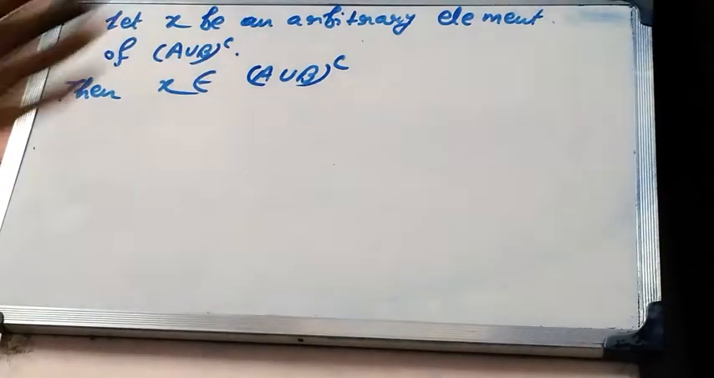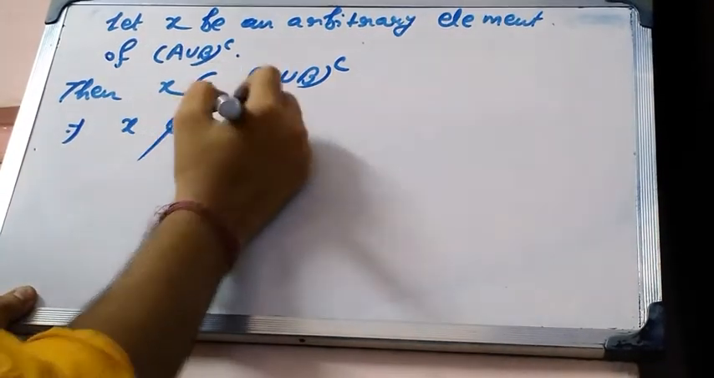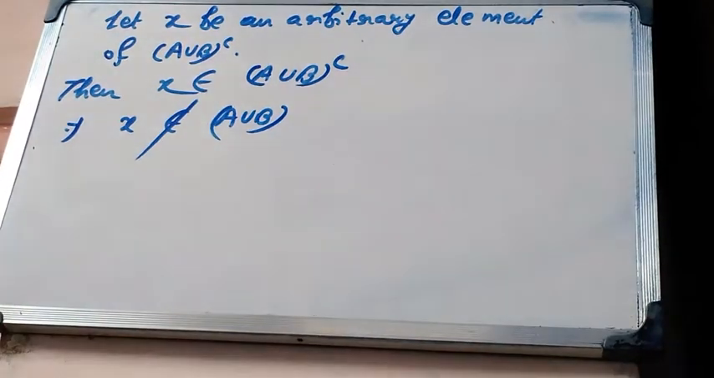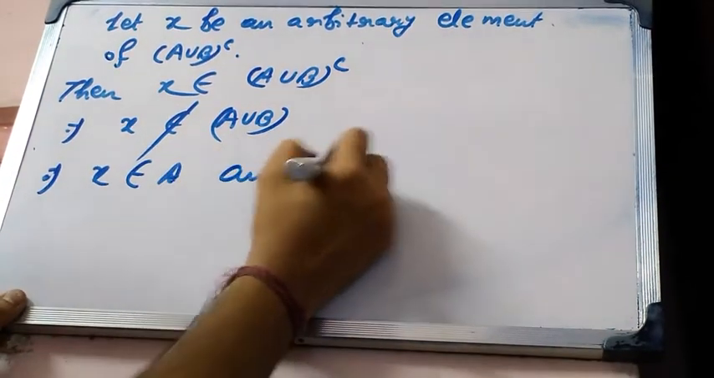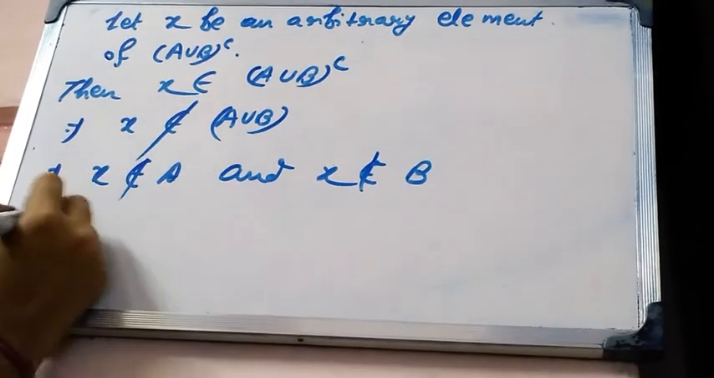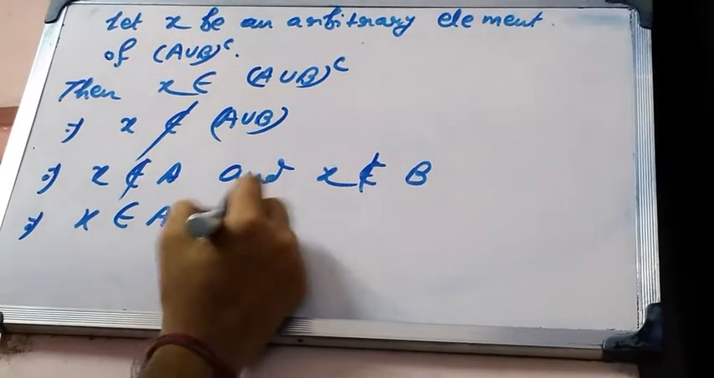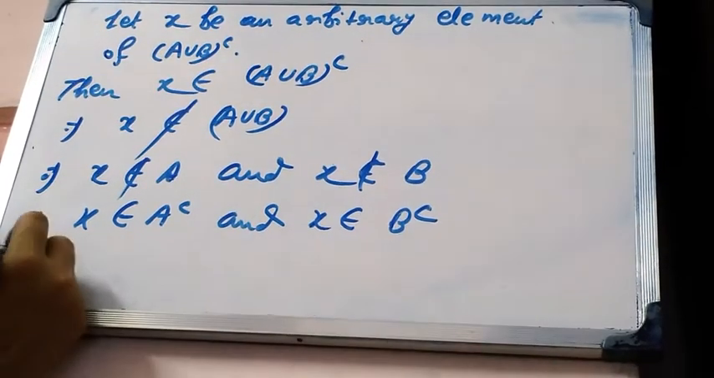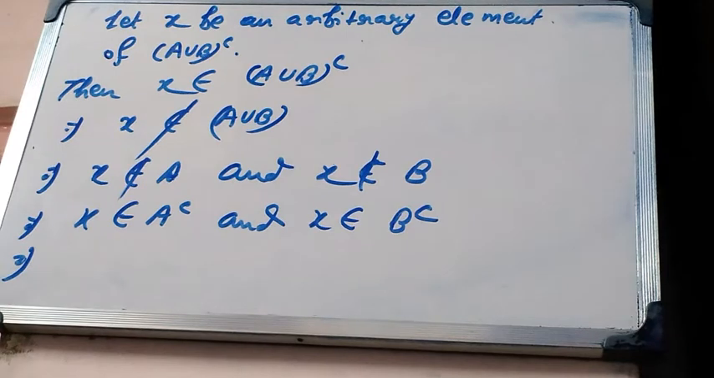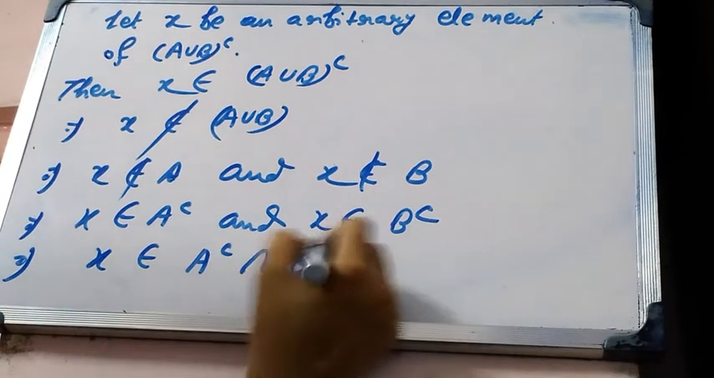Take an arbitrary element X in the set A union B whole complement. Then we can say that X is not an element of A union B, because X is an element of A union B complement. Then X is not an element of A and X is not an element of B. So X is not an element of A means X is an element of A complement, and X is not an element of B means X is an element of B complement. So now AND means intersection. We know it. We have done it previously. So X belongs to A complement intersection B complement.